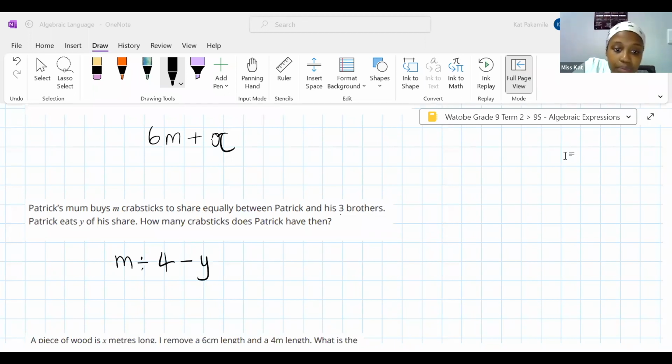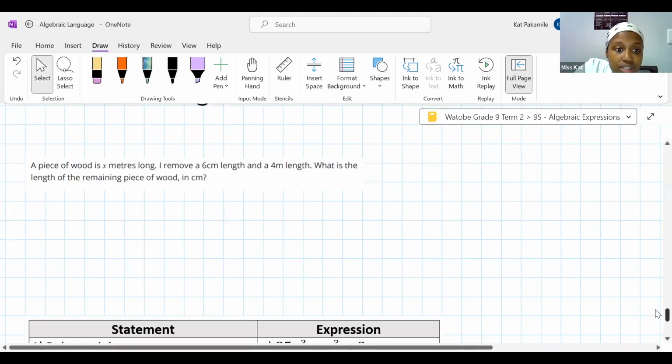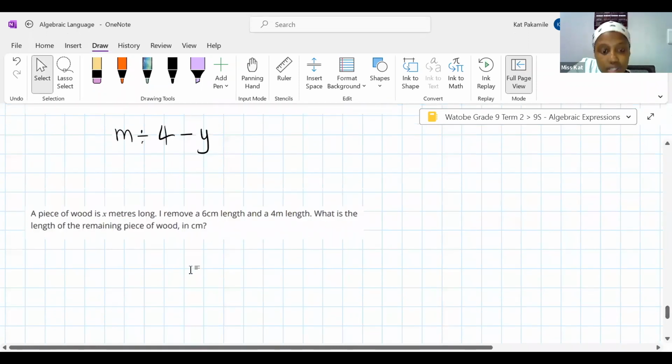Okay, I think we have time to do both of these. A piece of wood is X meters long. I remove 6 centimeters length and a 4 meter length. What is the length of the remaining piece of wood in centimeters?